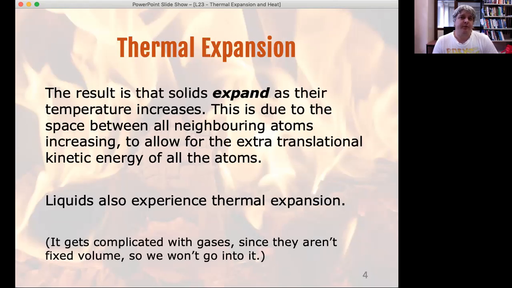For gases, as we've talked about, gases fill their entire container. So it doesn't really make sense to talk about expansion of a gas, because gases will automatically expand to fill any container that they're placed into. So it does get more complicated when you start to think about the effect of thermal expansion on a gas. It's not straightforward, and we're not going to bother looking at it in this case, but we have talked about the idea of pressure changes with volume for a gas already, and as you would expect, temperature changes are going to result in pressure changes as well.